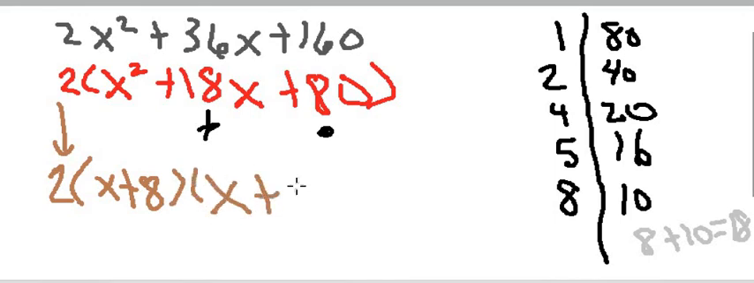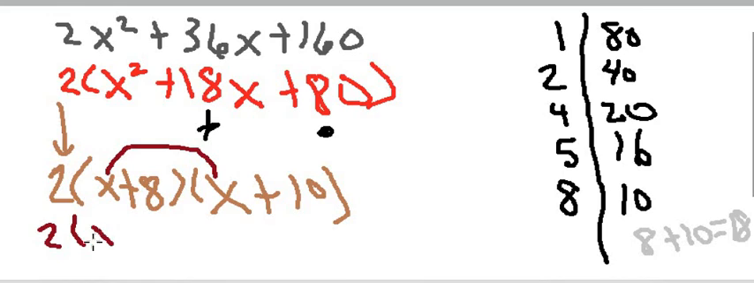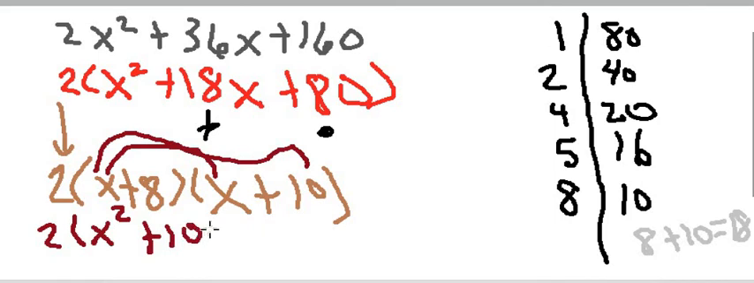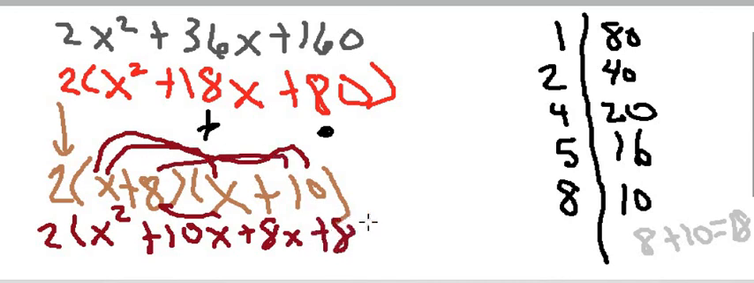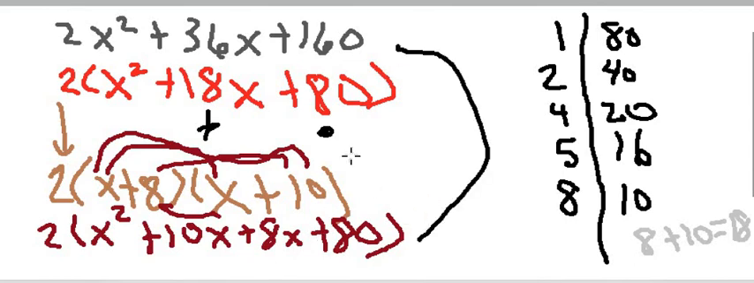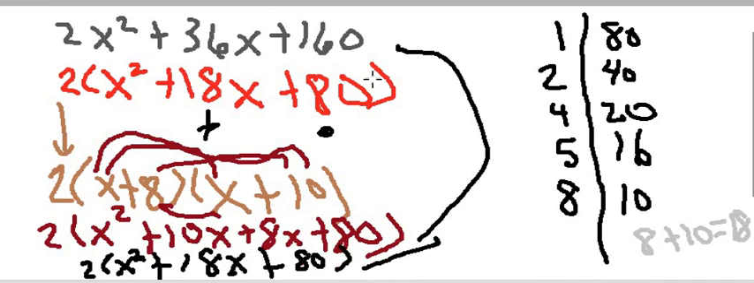And again, you might want to FOIL this out to make sure that we did it right. So I would do x times x. That's x squared. I'm bringing up my 2 here. X times 10, that's 10x. 8 times x is 8x. And 8 times 10 is 80. And if I multiply all those terms by 2, I should simplify what's inside the parentheses to make it 2 times x squared plus 18x plus 80. And now if I were to distribute the 2, I will end up with the stuff at the top.